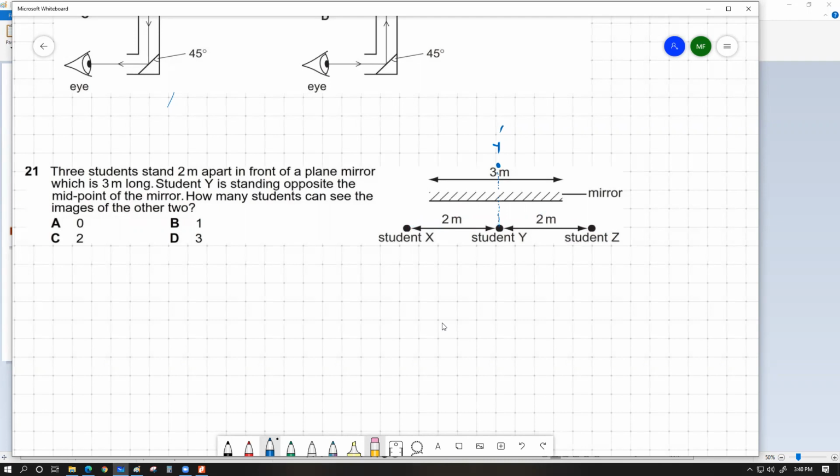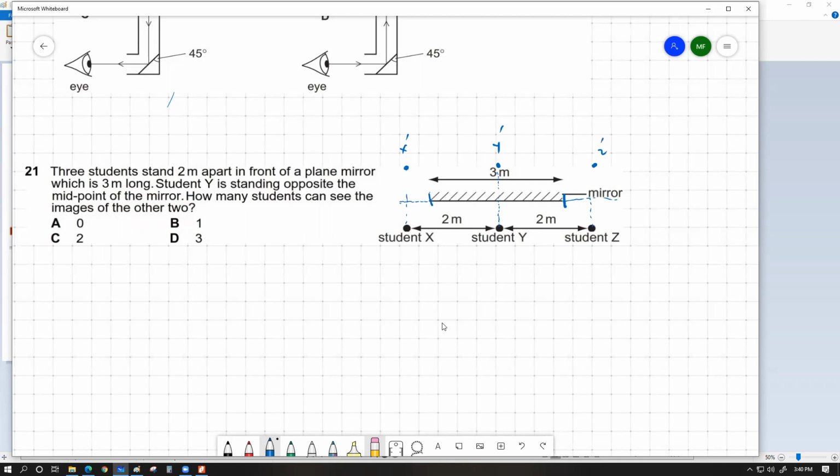If we want to find out the position of student X, simply extend the mirror line and find out the possible position for X prime. In the same way, we can find out the possible position for Z prime as well. So these are the image positions. The key idea is very simple. The mirror is only this much long, which means student X cannot see their own image, but they can see Y and Z.